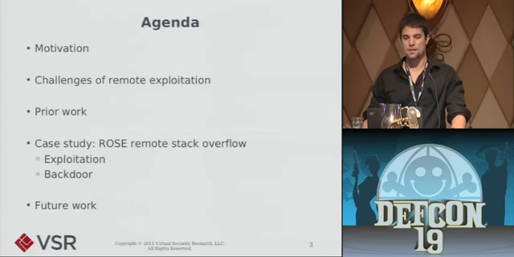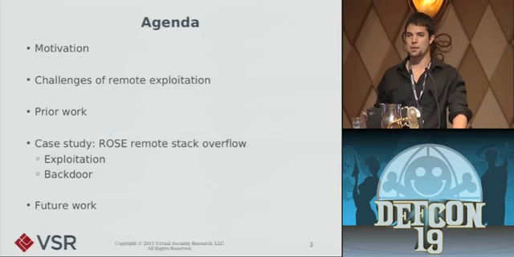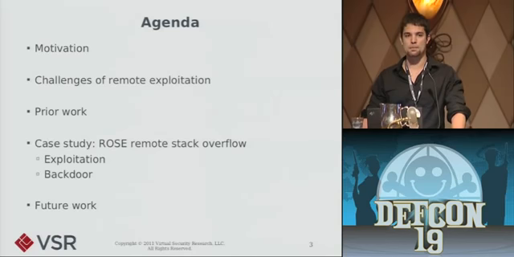And then we'll get into the body of the talk, which is a case study of an exploit that I wrote for a remote stack overflow in the Linux kernel's implementation of the ROSE amateur radio protocol. This part of the talk will be in two phases. In the first phase, I'll explain exploitation of the vulnerability, and in the second phase, I'll explain the details of the kernel backdoor that I installed during the exploitation phase. And then finally, we'll wrap up taking a look at some future work.